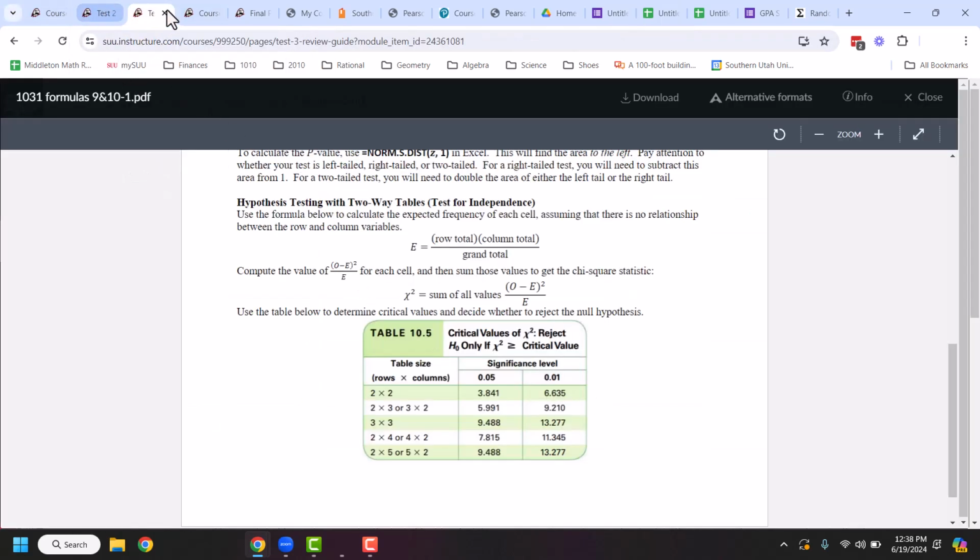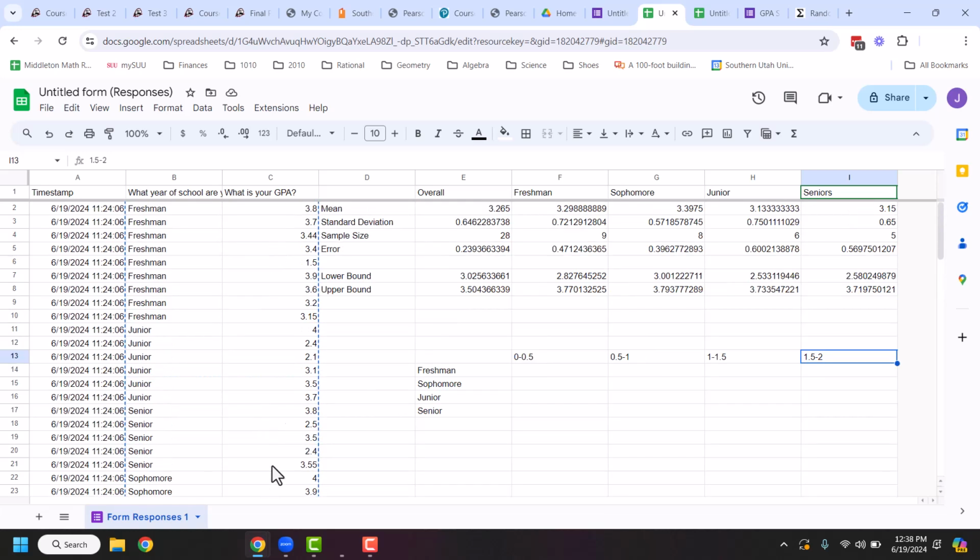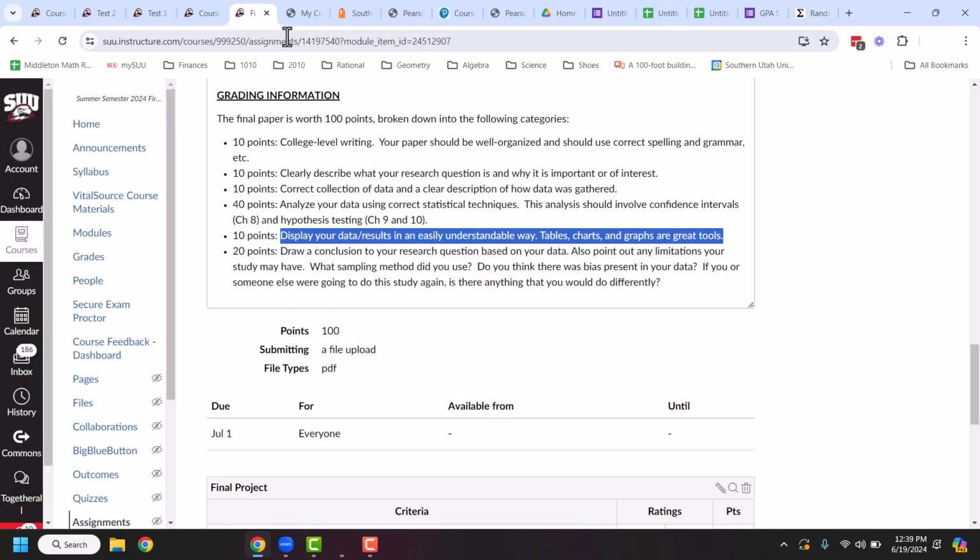Or I could also make a histogram of the GPAs overall to look at their overall GPAs, or you could make a separate histogram for freshmen, juniors, seniors, and sophomores. Basically, whatever types of graphs and charts you think are going to help display your results. And then the 20 points, you want to draw a conclusion based on your data.